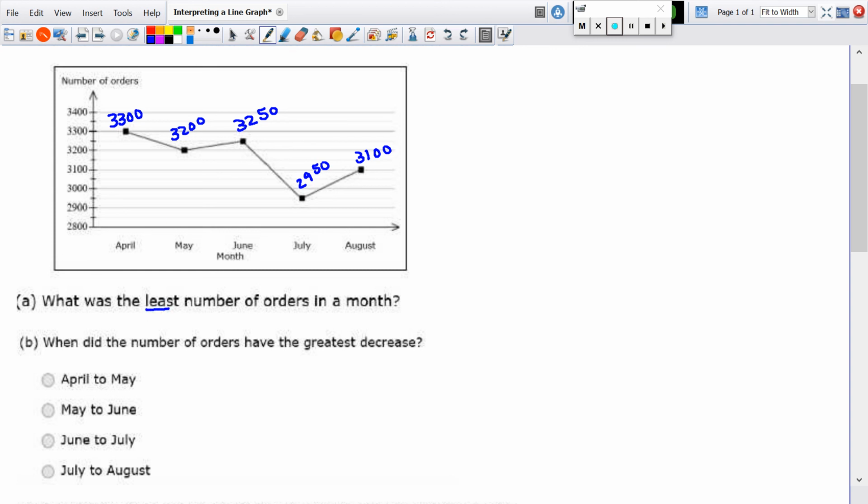What's the least number? The least number is the smallest number. It's going to be the lowest point in the graph. So that's right here at 2,950. When did the number of orders have the greatest decrease? Okay, decrease goes down.